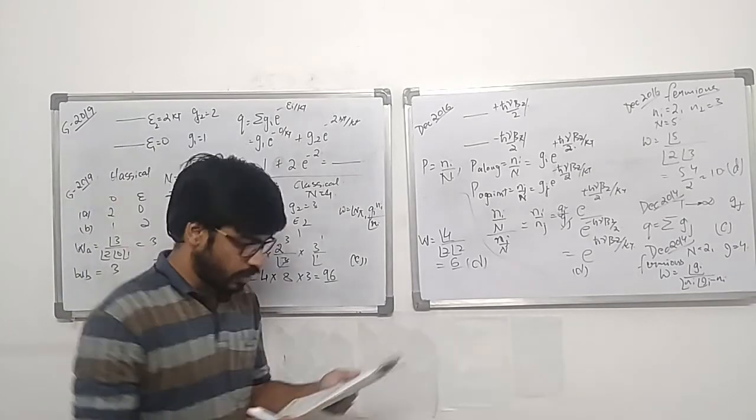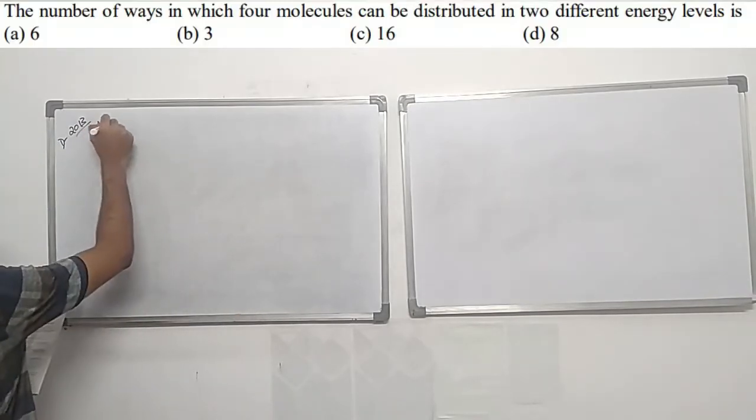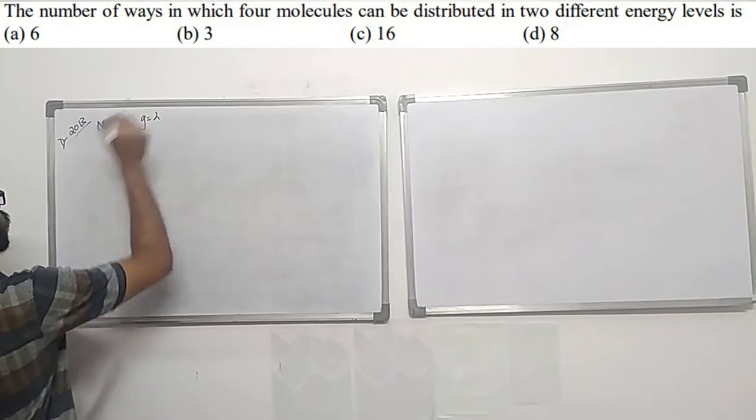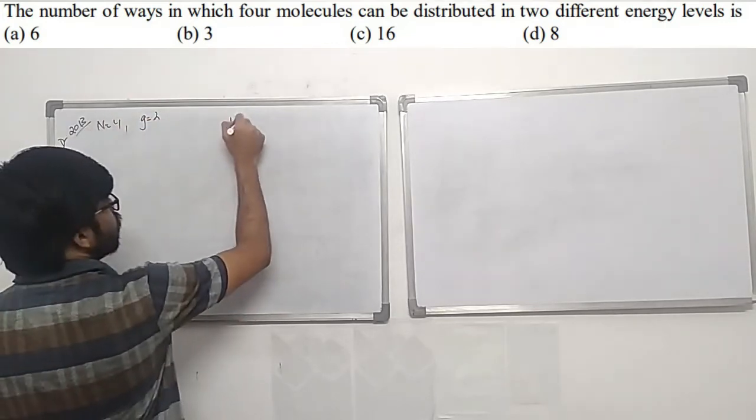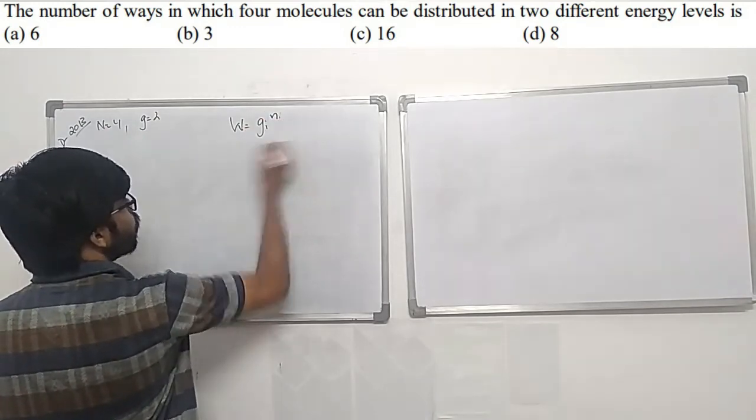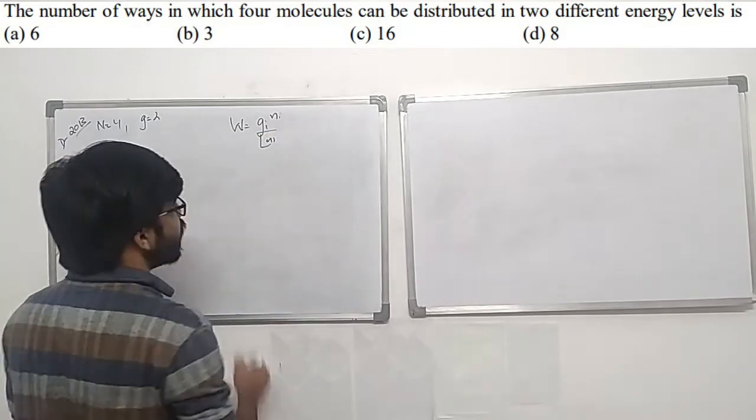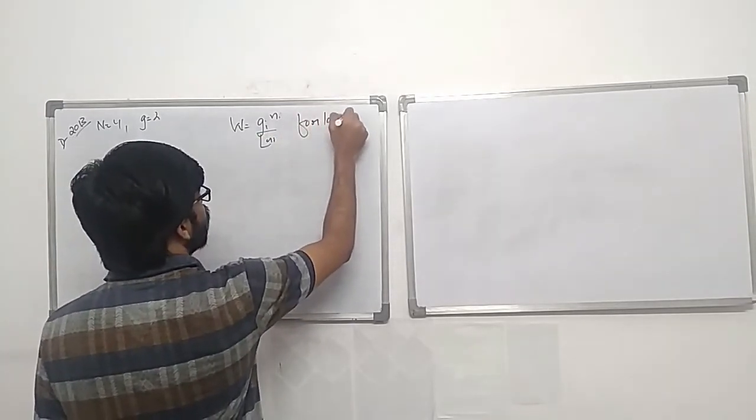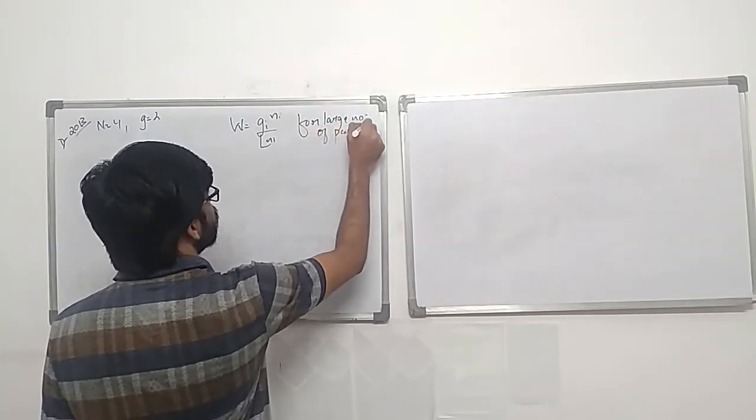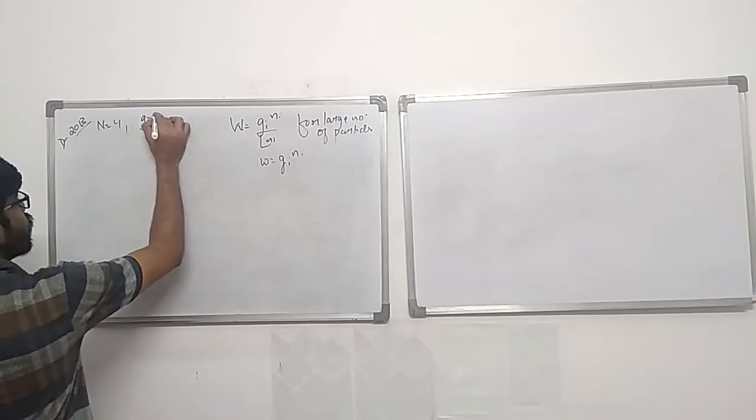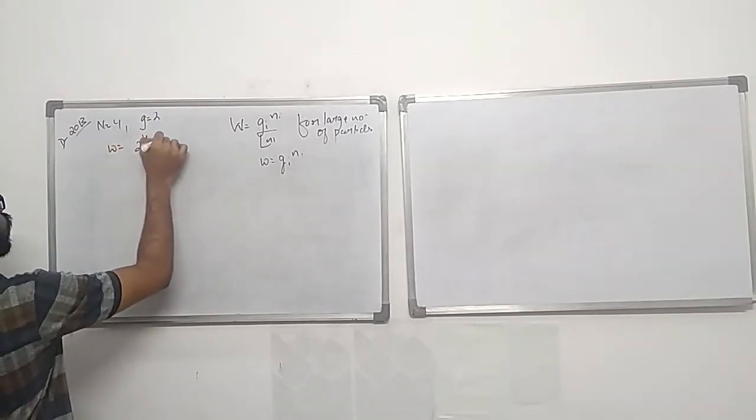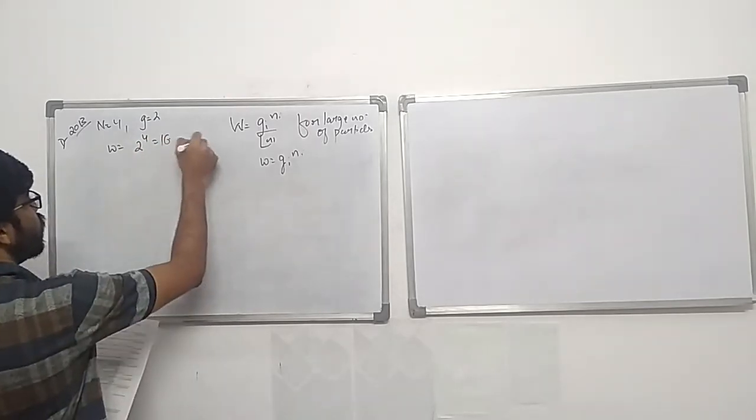Okay, looks like I don't have space, just give me a minute. So the next question we have is from December 2013, and the question says the number of ways in which 4 molecules can be distributed in 2 energy levels. Now in the previous video I had explained that for classical particles, when you are given only degeneracy and the number of particles, you will use gi to the power ni by ni factorial. Now this by ni factorial term will come for large number of particles. For less number of particles, W will be gi to the power ni. Now for this, you would get 2 to the power 4, which is 16, which is given in your option number C.